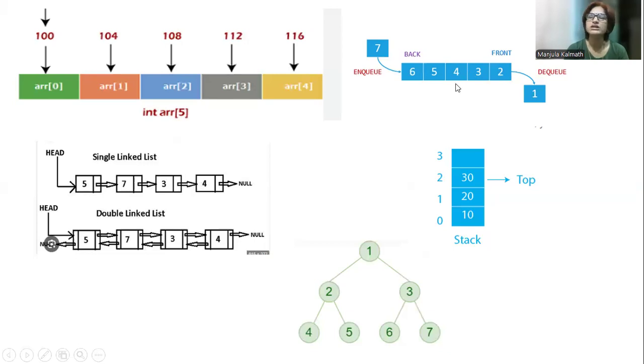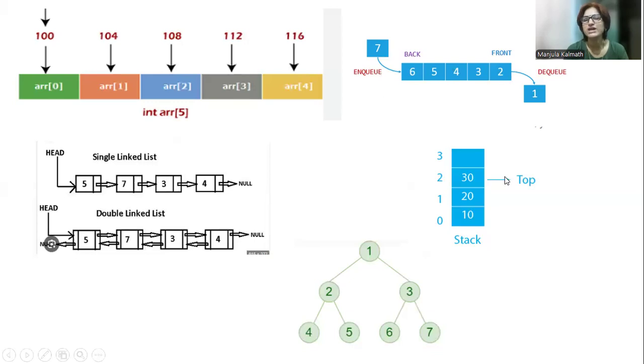Queue is a linear data structure in which insertion and deletion take place from separate ends. Insertion is from the rear end, whereas deletion is from the front end. So here we have two ends. This is first in, first out.